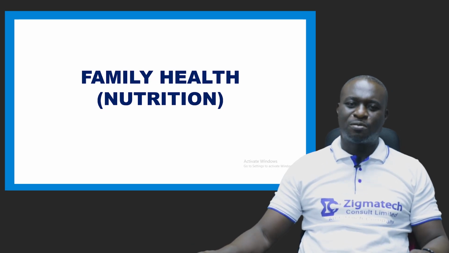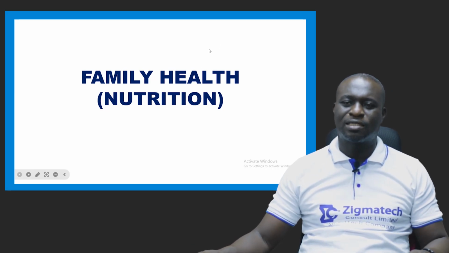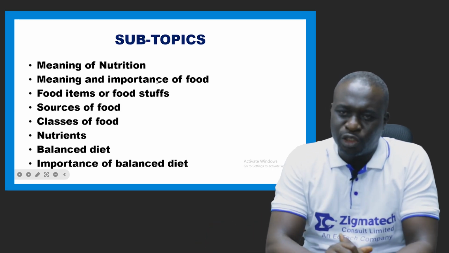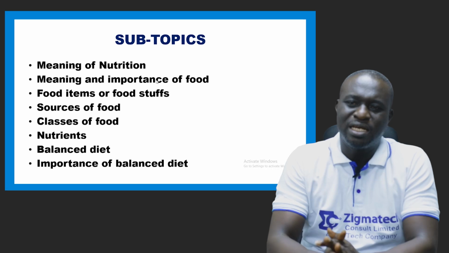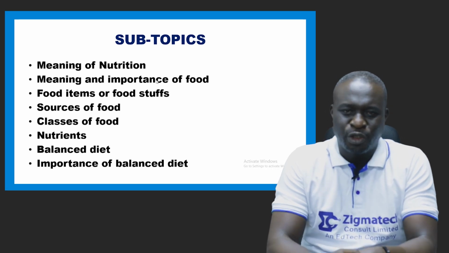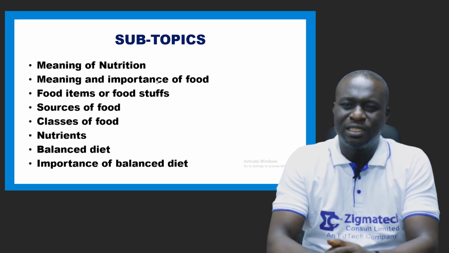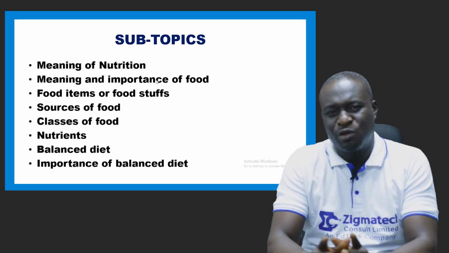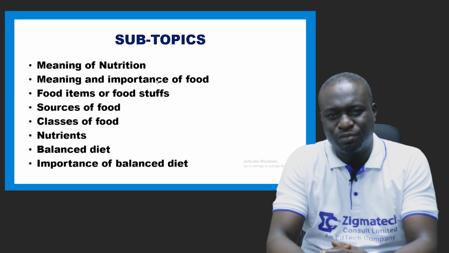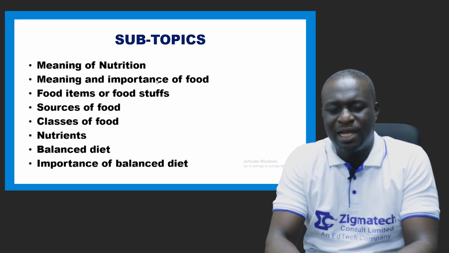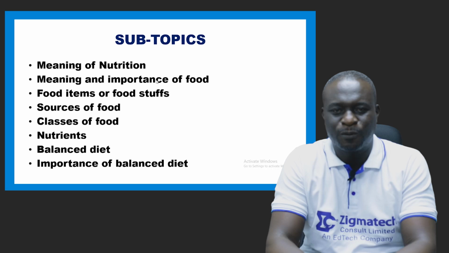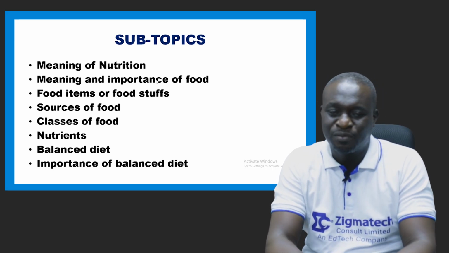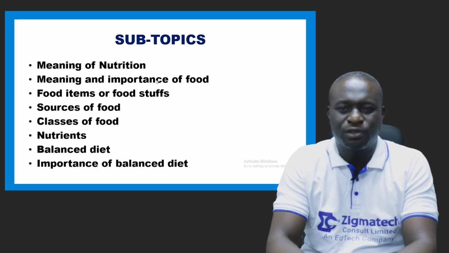Now, there are several subtopics we're supposed to be looking at in this topic of nutrition. Let's take a look at them. Number one, we're going to be talking about the meaning of nutrition. Number two, we're also going to be discussing the meaning and importance of food. You know, when the word nutrition comes to the ears, what enters the mind is food. Number three, we're going to be looking at food items or foodstuffs. Number four, we're going to be talking about sources of food.